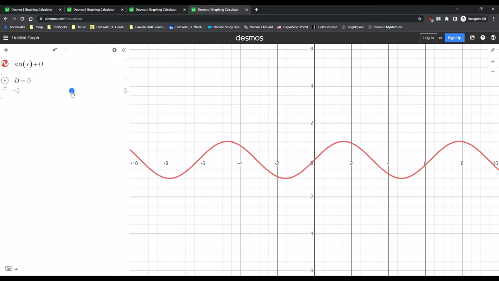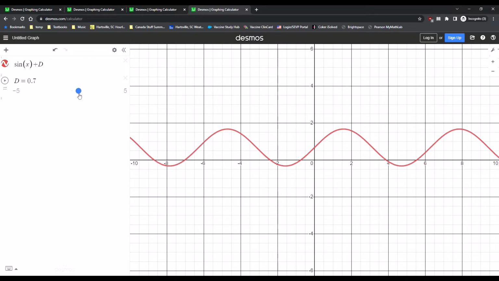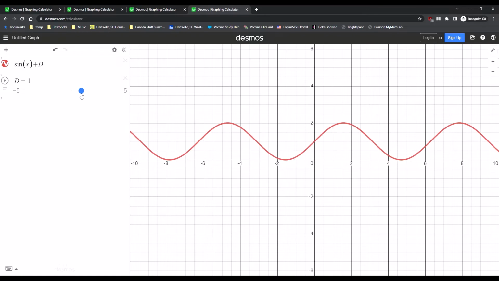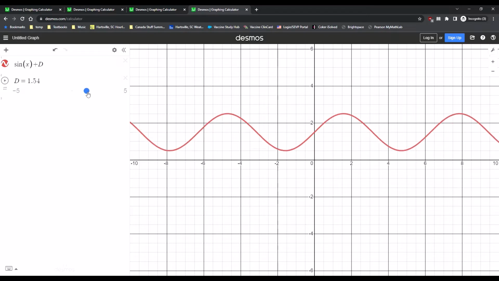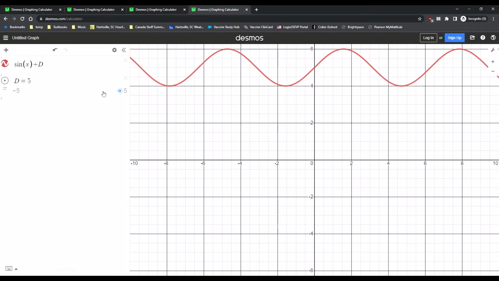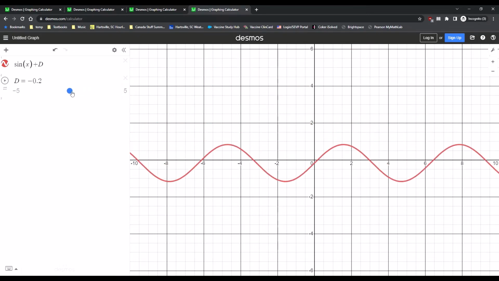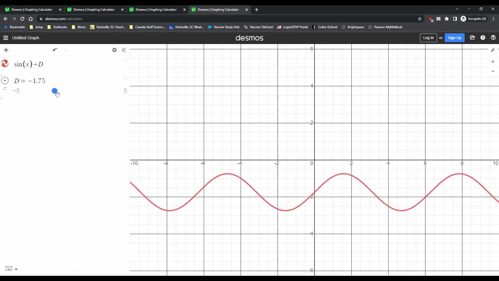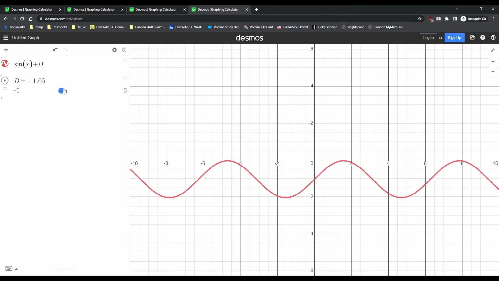When we increase the value of d, let's say to 1, sine of x plus 1 just takes the whole function and slides it up 1 unit. As we increase d further and further, we increase the height of the function. On the other hand, if we make d negative, then we are lowering the function by d units. We can think of d as the midpoint line of the function. The line going exactly through the middle of it, that's the value of d.